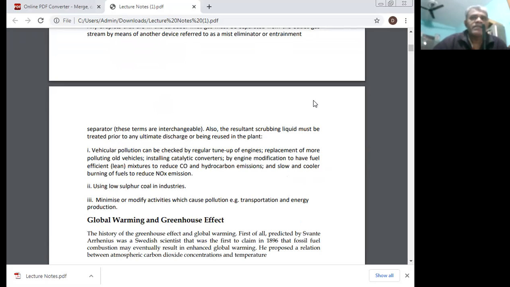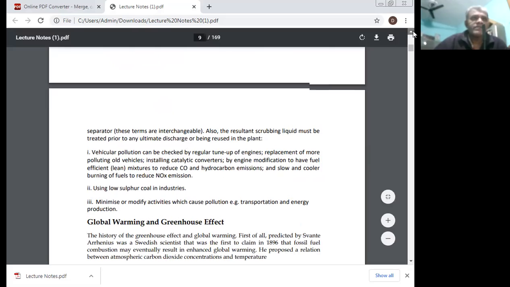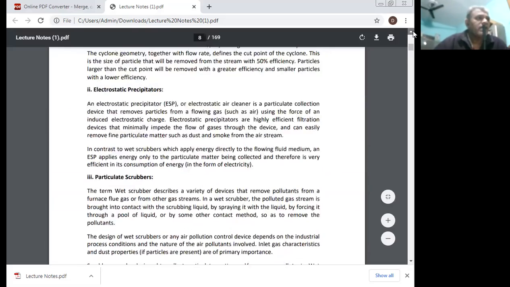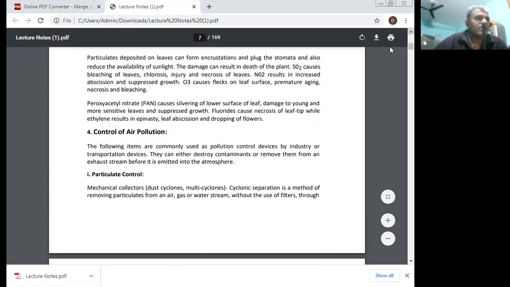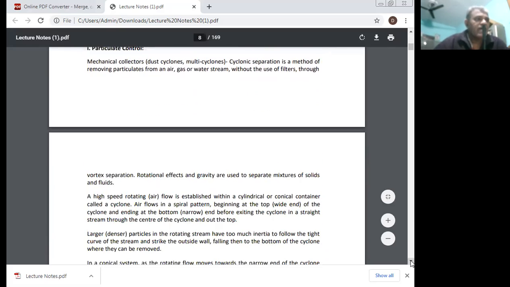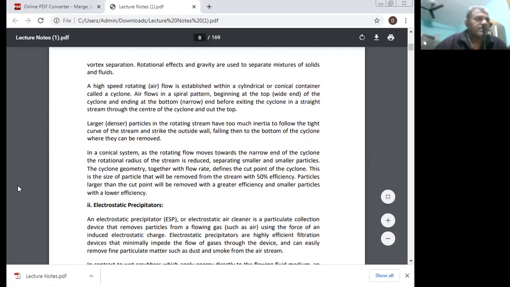Hence, these are the controls for air pollution, how air pollution can be controlled. Number one is the particulate control. We can control the particulates to control air pollution, and the cyclonic system is given. Number two, the electrostatic precipitator.